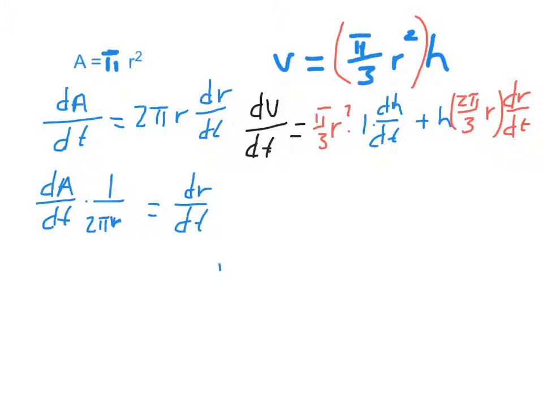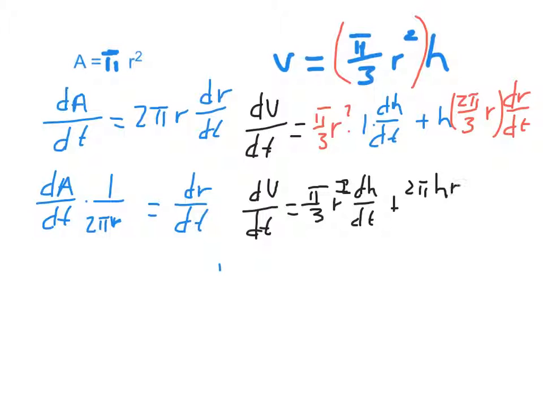And so what we have is a related rate equation that says the volume of this cone, the rate that it's changing, is equal to, and if we clean this up, we would say it's pi over 3 r squared dh dt, plus 2 pi h r over 3 dr dt. And so we've done our first step in making a related rate equation.